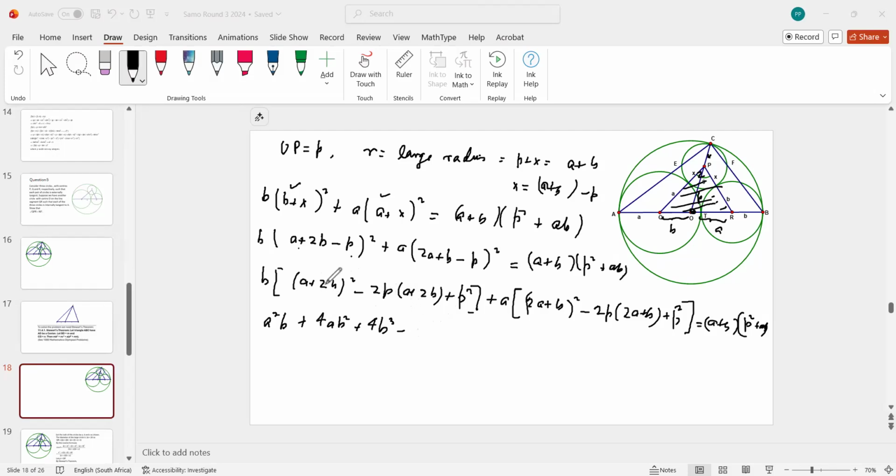Now I finished with that one. So I'm still multiplying by B. So I got 2PB. So minus 2ABP, 2B times 2PA. Yeah, I got minus 2P minus 4BP. I'm multiplying by B, so it's minus 4B squared P. And then I got B times P squared.